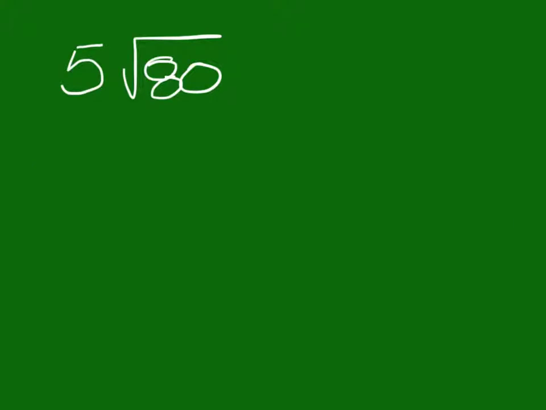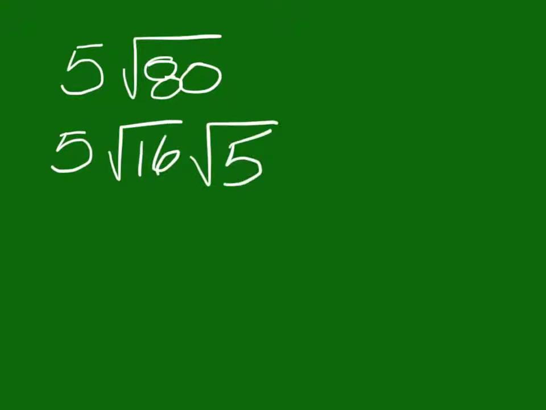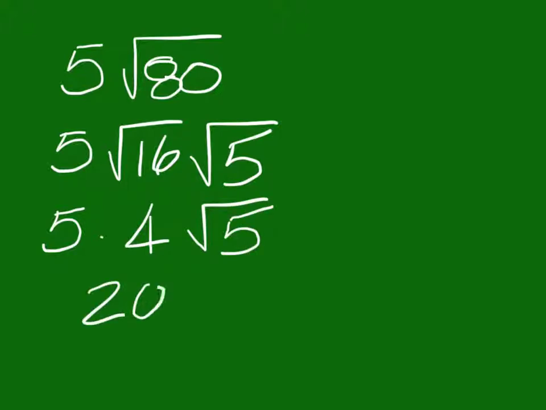Example 2. 5 square root of 80. The highest perfect square that comes out of 80 is 16. 16 times 5 is 80. Keep the 5 and find the square root of 16 to be 4. 5 times 4 is 20. 20 square root of 5 is the answer.